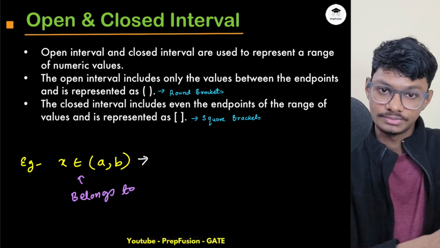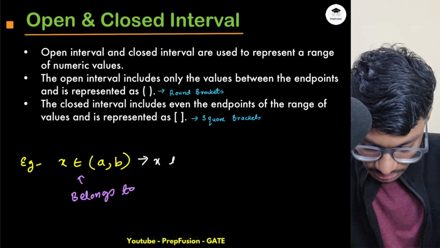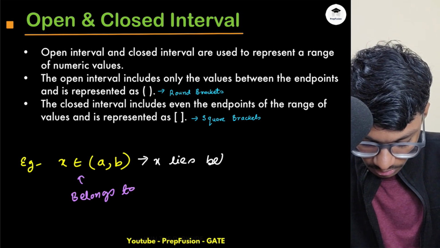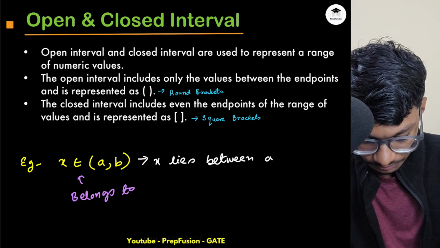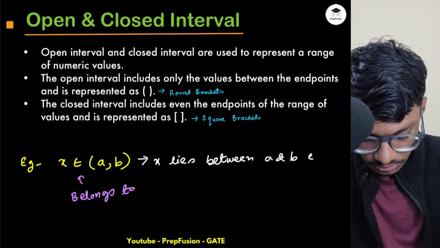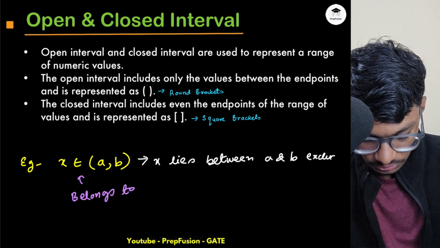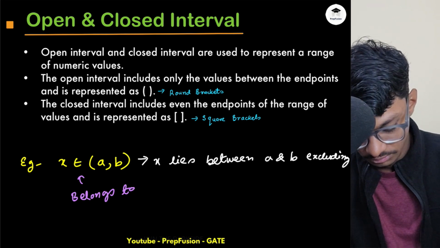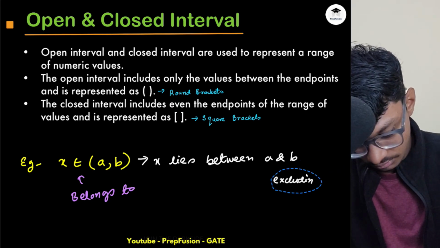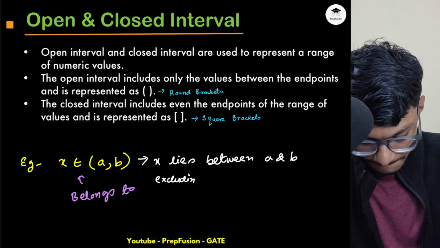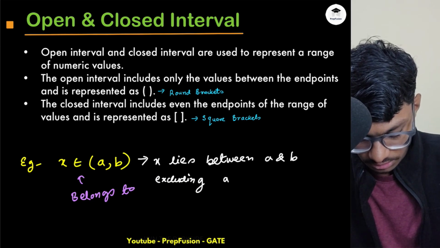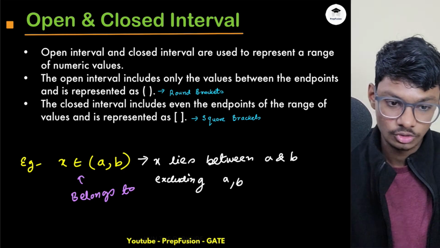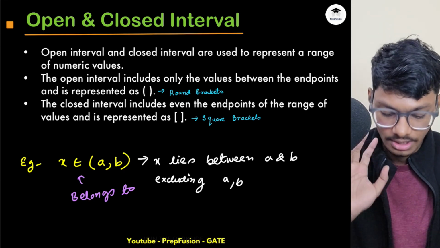And here, what does this mean? This means that x lies between a and b, excluding a comma b. So excluding a and b, it lies between a and b.